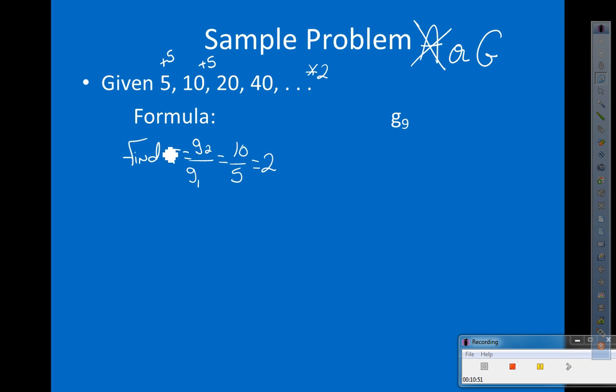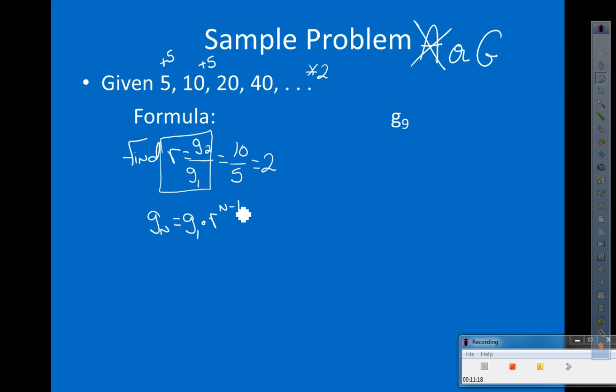So if you'd like, put this right here on your note card. R equals G sub 2 over G sub 1. And I would put that right by your geometric sequence formula. This one's easy, but later on, I'm going to trick you out with some decimals, some fractions. But here goes. Here's our formula. G sub n equals G sub 1 times R to the n minus 1.